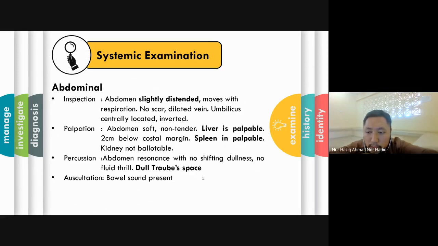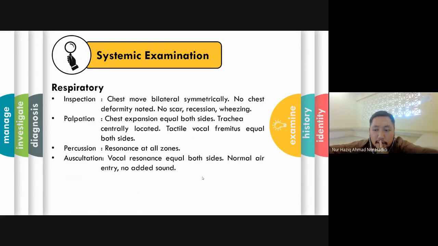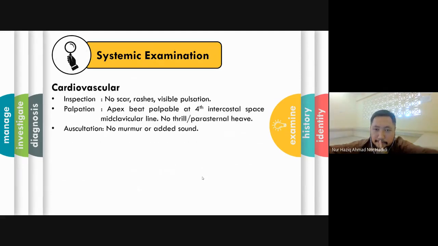There is also the tip of the spleen that is palpable. However, the kidneys were not palpable. On percussion, the abdomen was resonant with no shifting dullness, no fluid thrill. However, there is a dull throat space. And on auscultation, bowel sound was heard. So basically, the other systemic examinations are unremarkable.